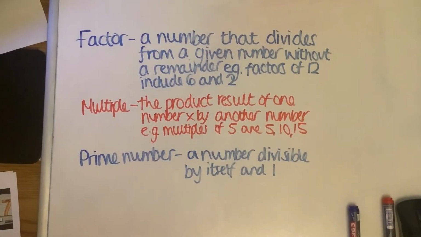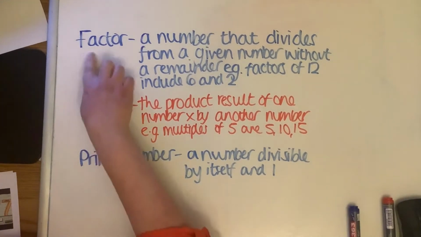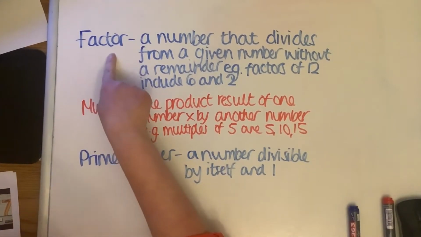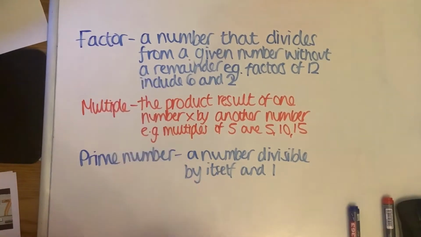Okay, today we're going to be learning about prime numbers. So there's a bit of vocabulary recap that we need to do before we get on with today's tasks. Okay, so I'm going to start off just by reminding us what a factor is. A factor is a number that divides from a given number without a remainder.